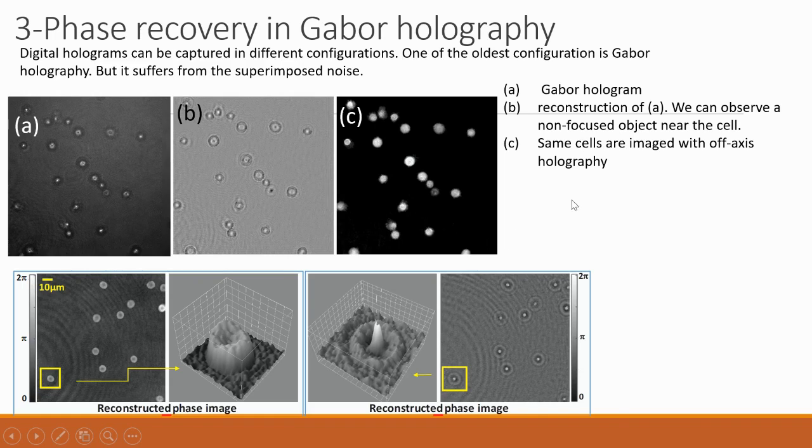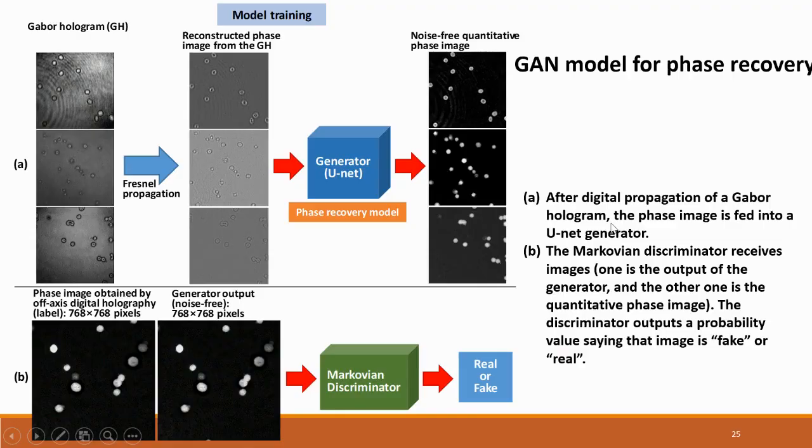And if we want to have a clear picture, it looks like C. So what we did in this work is try to convert B to C with deep learning. This is the general scheme of this model. We use a Gabor hologram, and we use free-space propagation, which is the numerical reconstruction. Then we have this reconstructed phase image from the Gabor holography, which has a lot of noise inside. Then we use this UNet model, which is the generator of a GAN model, to recover the image, and then we get noise-free quantitative phase images.